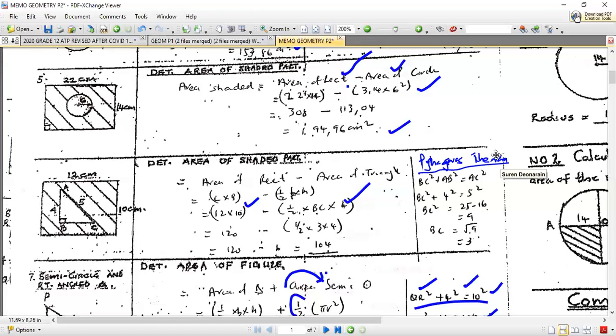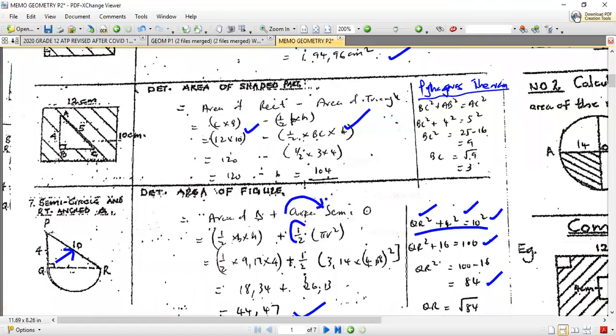So we've got BC squared plus AB squared. The two short sides squared add up to the third side, the hypotenuse, AC squared. So BC squared plus 4 squared, which is 16, equals 25. So 25 minus 16 will be 9. So BC works out to the square root of 9, which is 3. And that's what is used in calculating the area of this triangle. It's half base BC times height, which is 4. And now we're able to get to the answer, which is 104 for the shaded area.